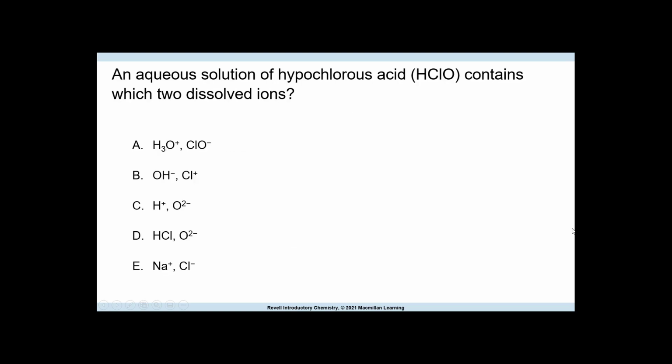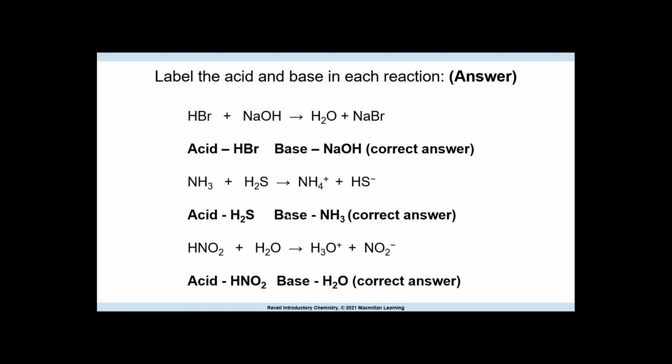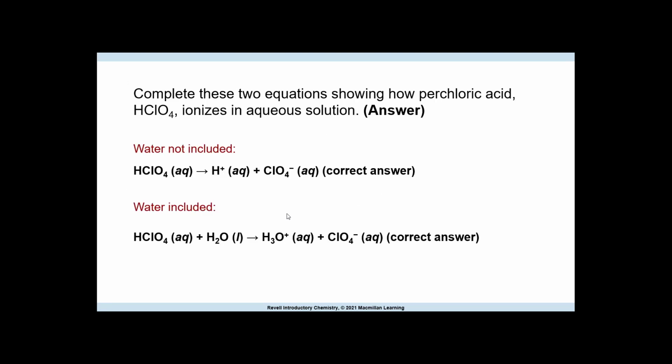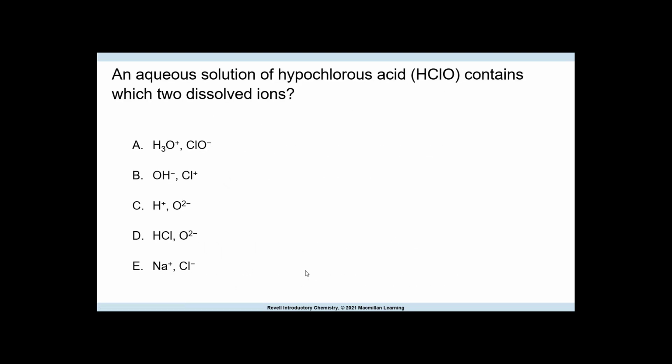An aqueous solution of hypochlorous acid contains which two dissolved ions? So this is one that you're going to actually have to dissociate. I did not do that here because there's enough examples here that you should be able to pull it out. For instance, right here, it shows you. And if you have any problems with this, let me know. I'd be more than happy to help you with it. But by this point, you should be getting somewhat familiar with writing equations, and this will help you even more.